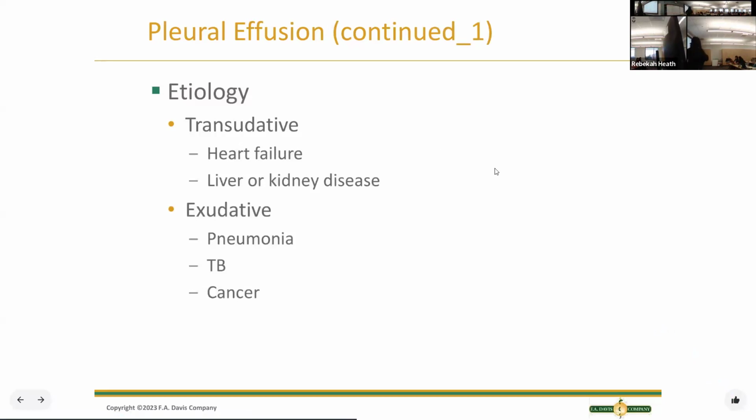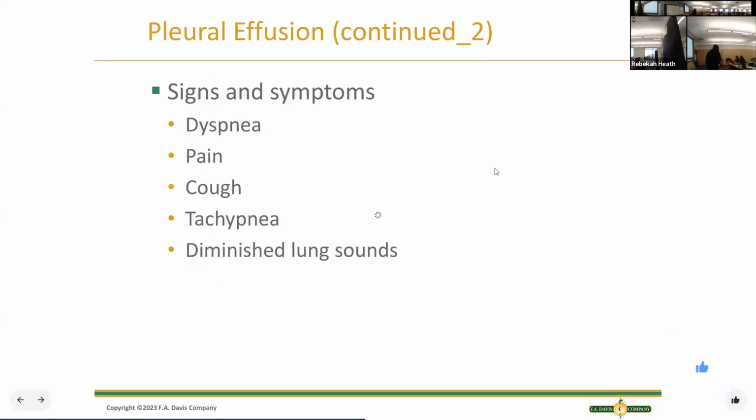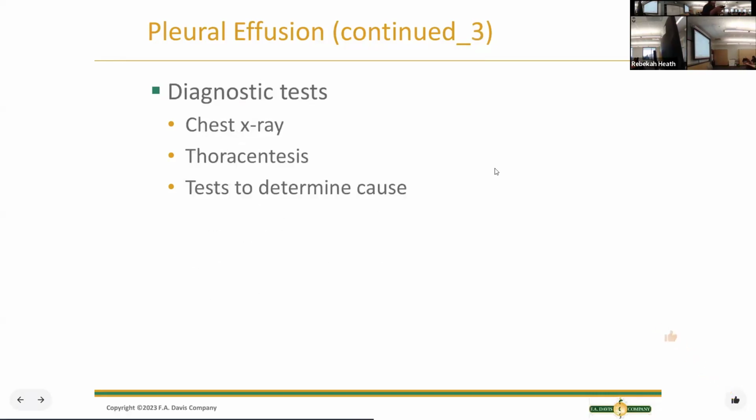And then usually with the exudate, you've got things like pneumonia, tuberculosis, sometimes cancer will cause other things to build up. Same type of general respiratory signs and symptoms. We're usually going to do a chest x-ray and we might do a thoracentesis.